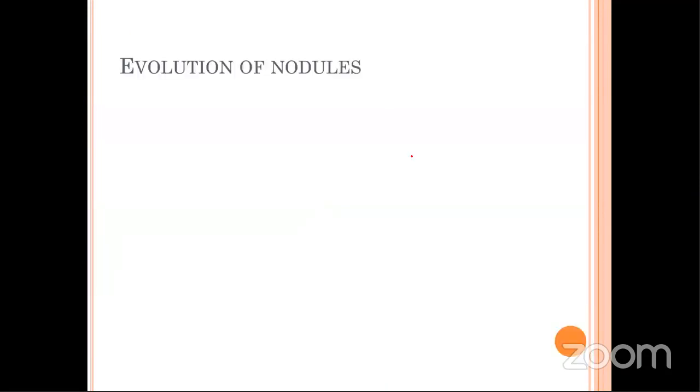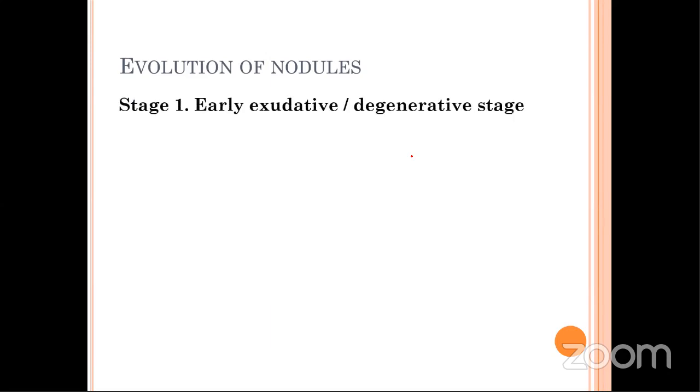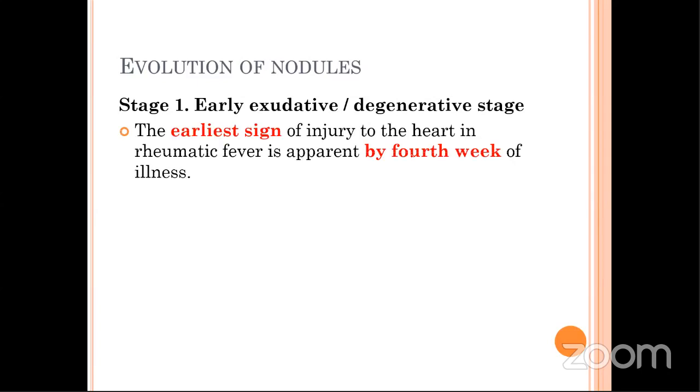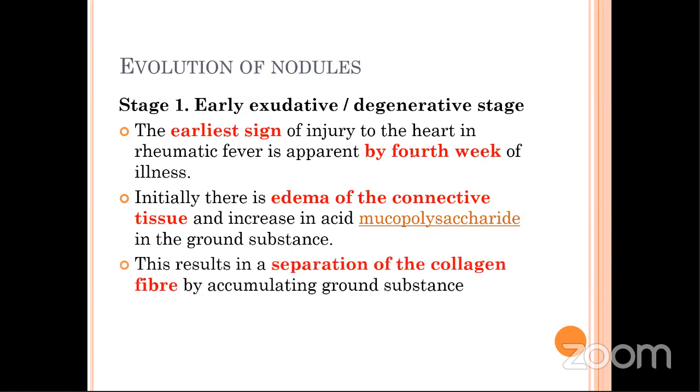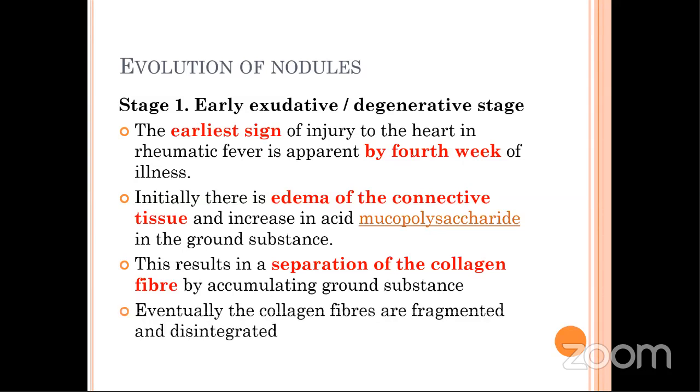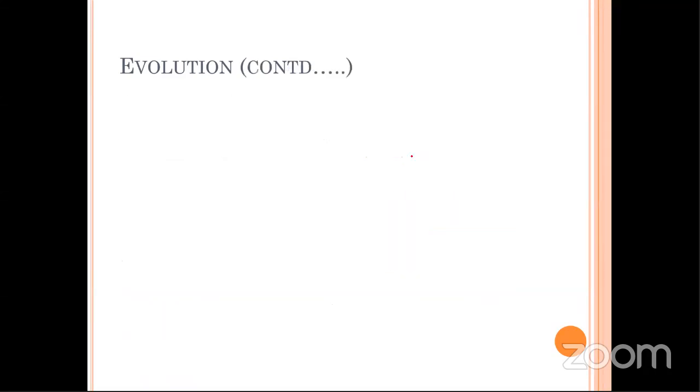Now, there are stages of evolution of these Aschoff nodules in the heart. They evolve in three stages. The first stage is the early exudative or degenerative stage, where mainly there is edema of the connective tissue and an increase in mucopolysaccharide ground substance. Because of edema, there is separation of collagen fibers, and ultimately the collagen fibers fragment and disintegrate.